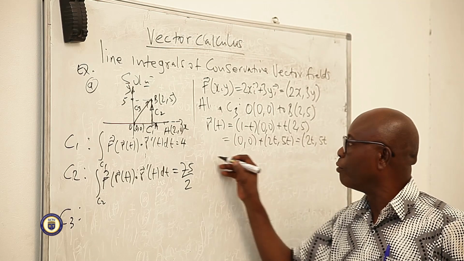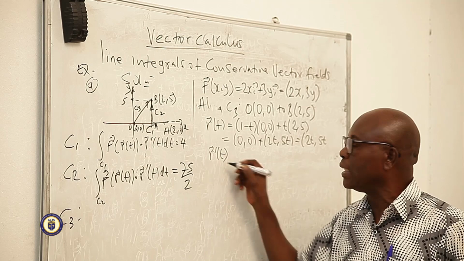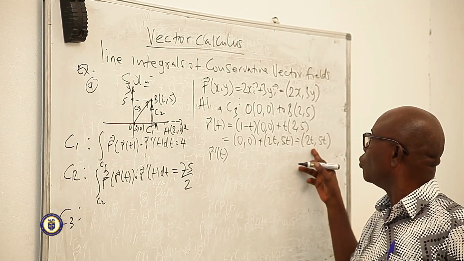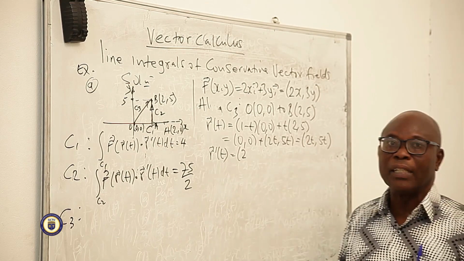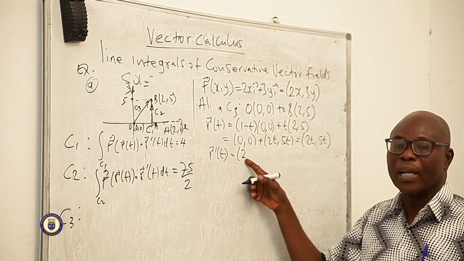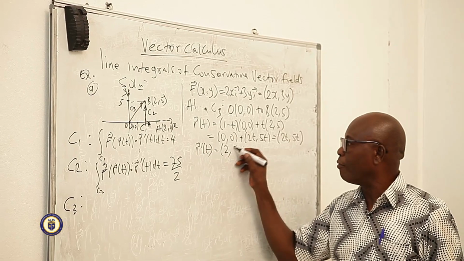Now once you have r of t, you can find r prime of t. That is differentiate with respect to t. If you differentiate 2t with respect to t, we get 2. Differentiate 5t with respect to t, we get 5.